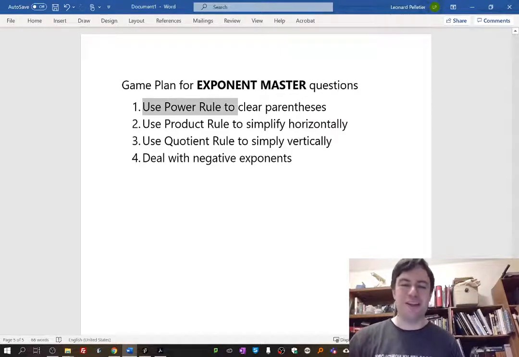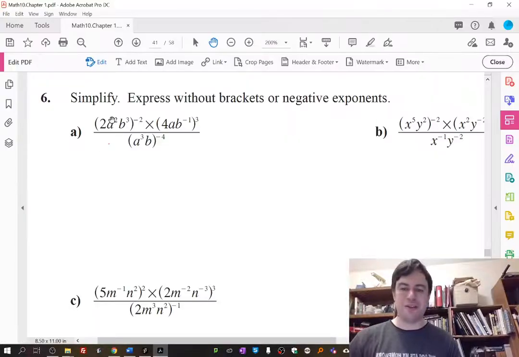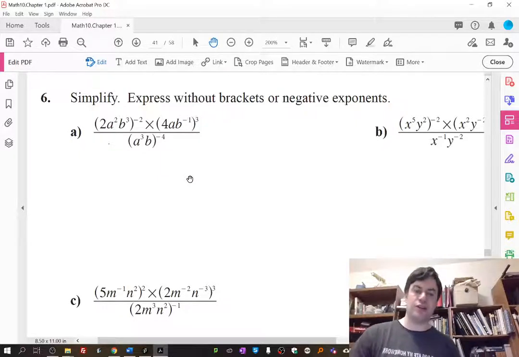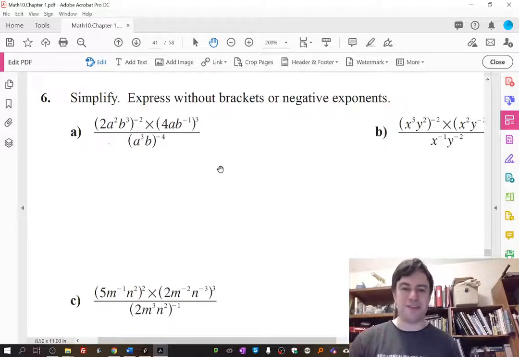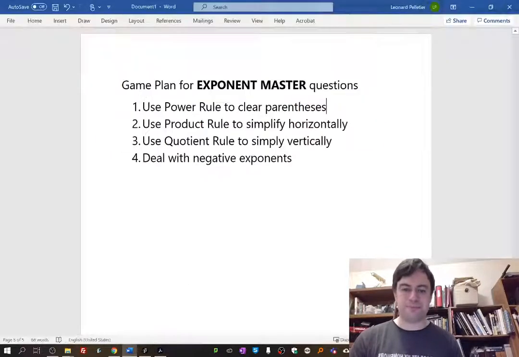So first of all, I would start with a power rule almost always. So what do I mean by that? Multiplying the exponents that are outside the parentheses into the parentheses is going to be an important first step. You can't really do the product rule or quotient rule until that's done. So you're going to want to make sure you resolve these parentheses first, or you can't get much stuff done. There might be some odd exceptions, but that's a good start.